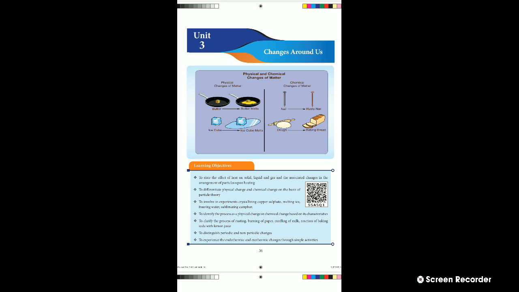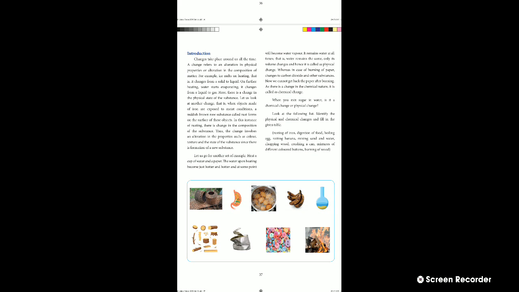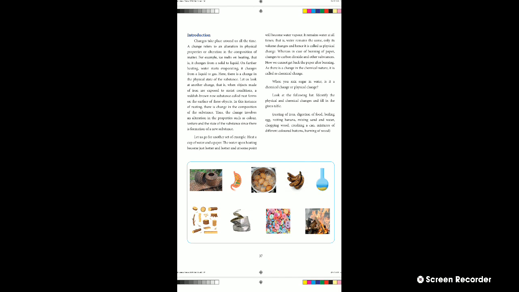For example, ice melts on heating. That is a change from solid to liquid, correct? And on heating, water starts evaporating, changing from liquid to gas. Are you clear, children? If you give further heat, the water changes to vapor, liquid to gas. So here there is a change in the physical state of the substance, because it is a reversible process, you know.